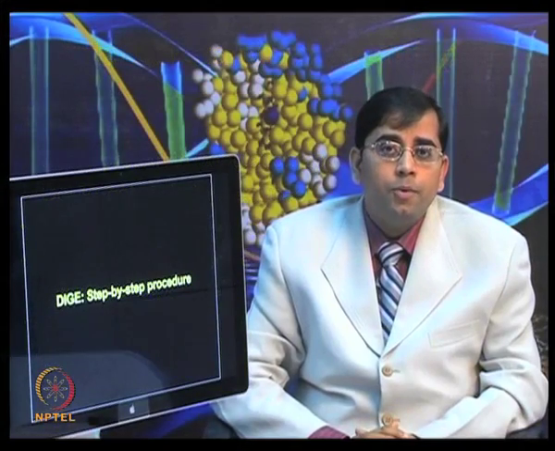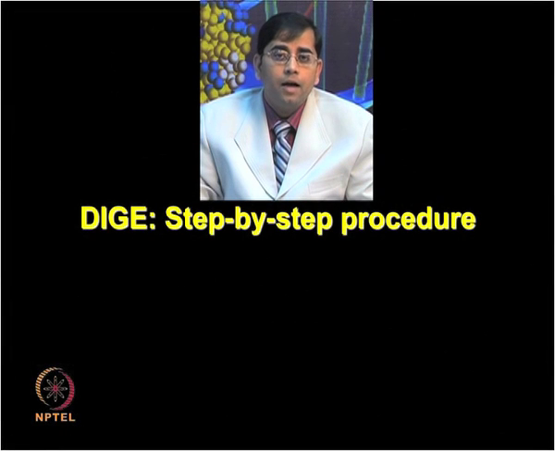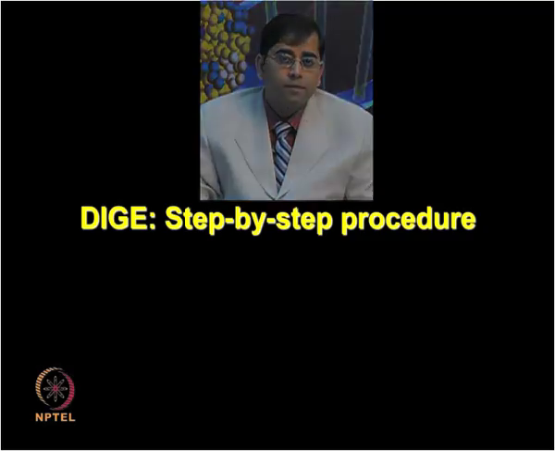So, now we have talked about the DIGE principle, how to label the samples with different Cy dyes, why there is a need for making the internal standard, and how to label the internal standard with the Cy2 dye. So, let us go to the step by step procedure of the DIGE method.